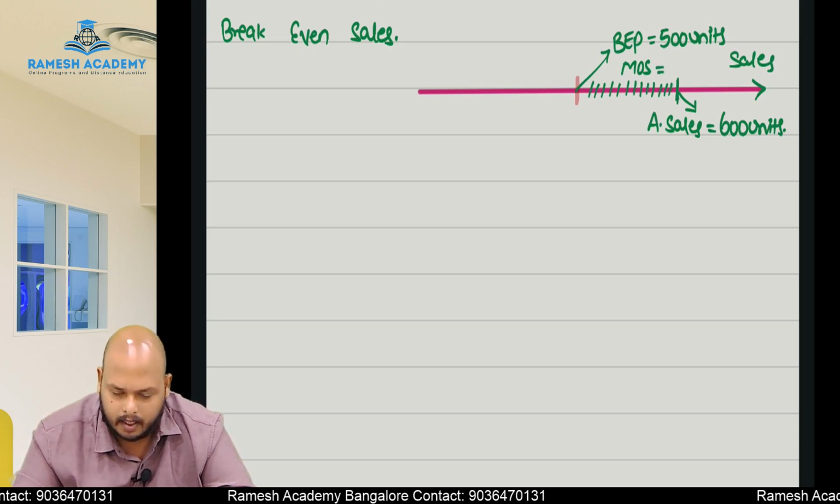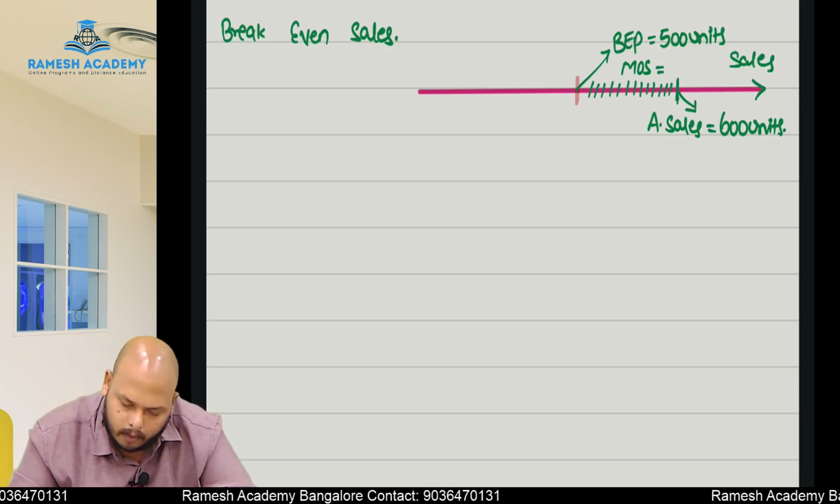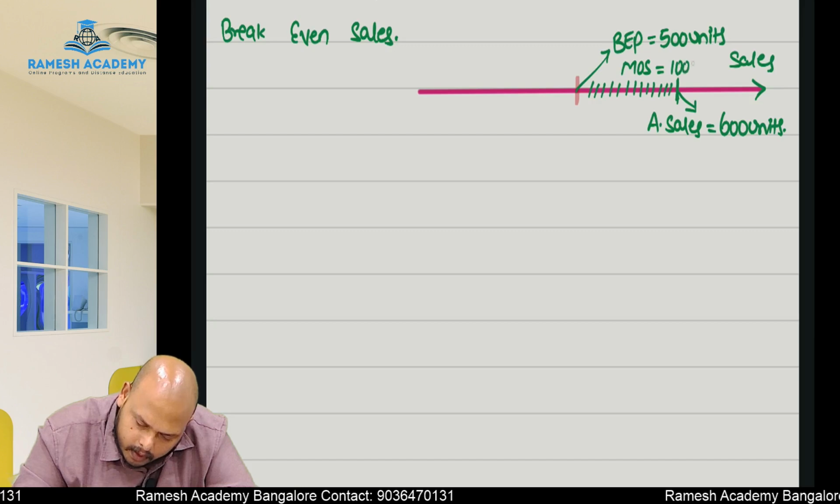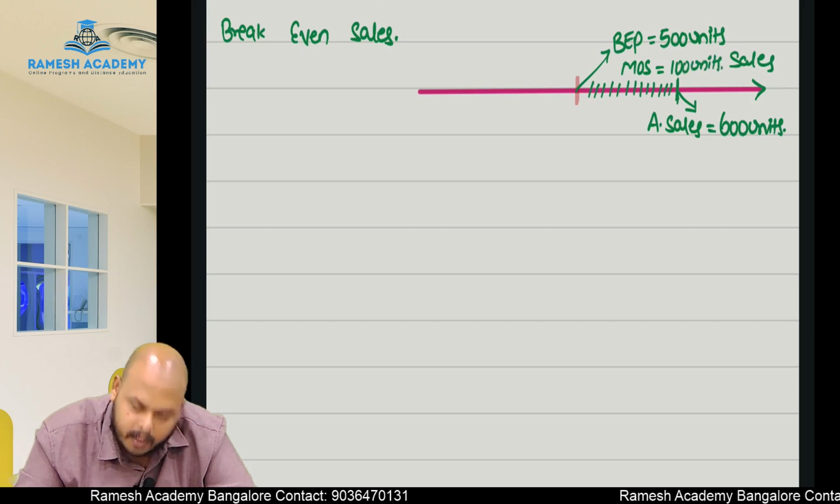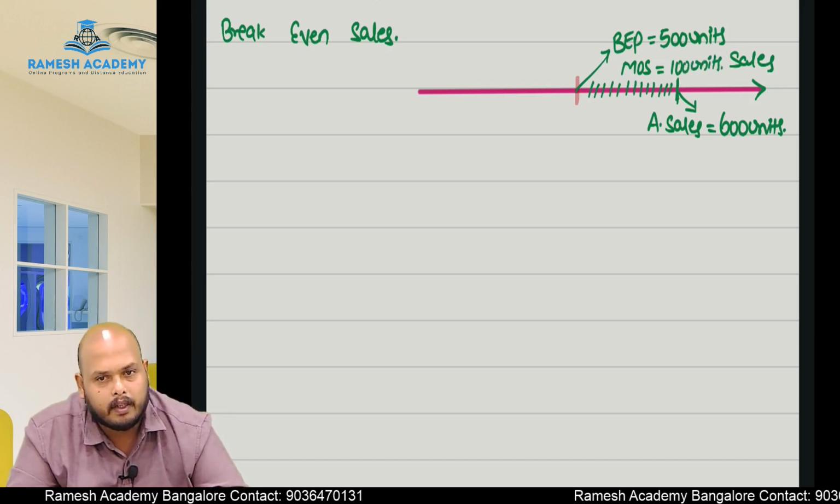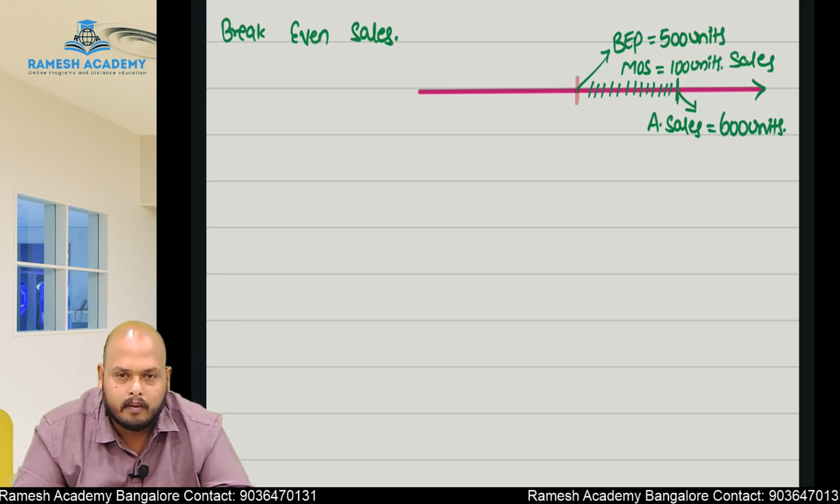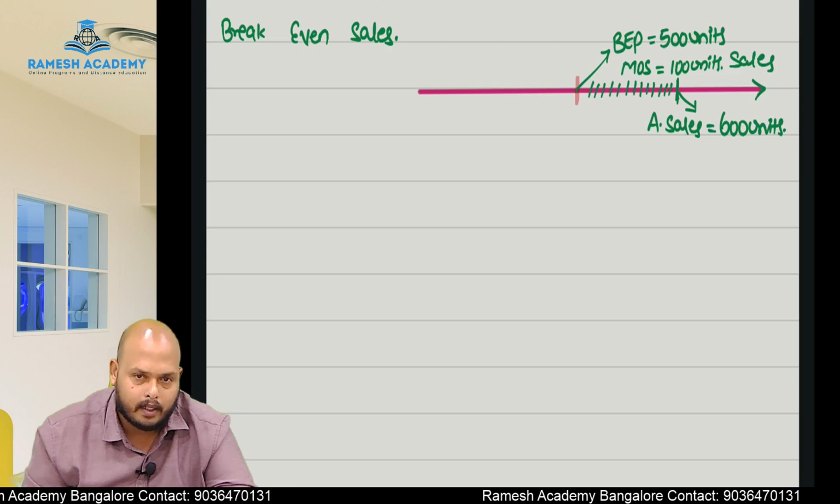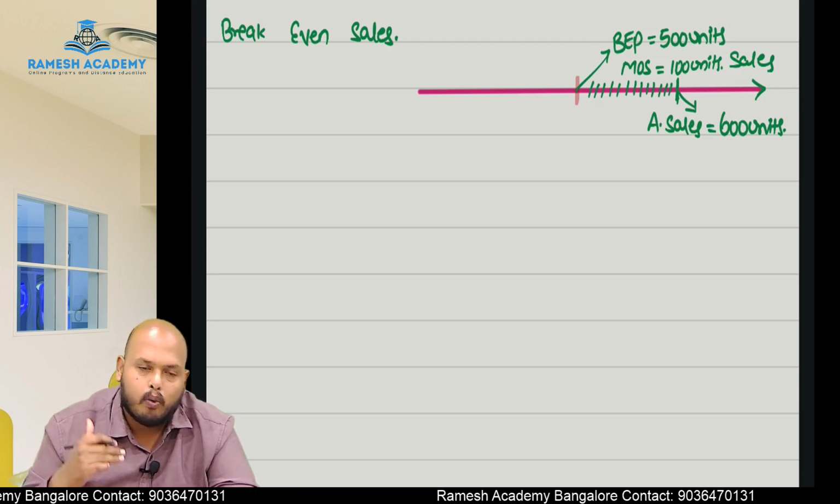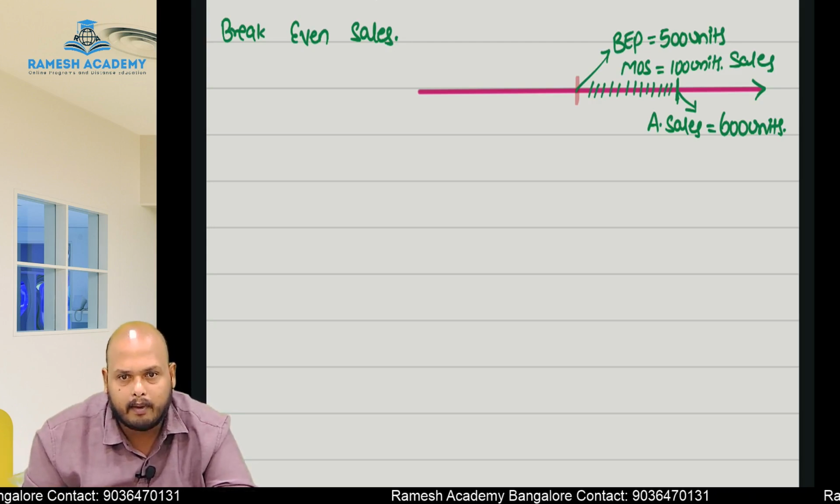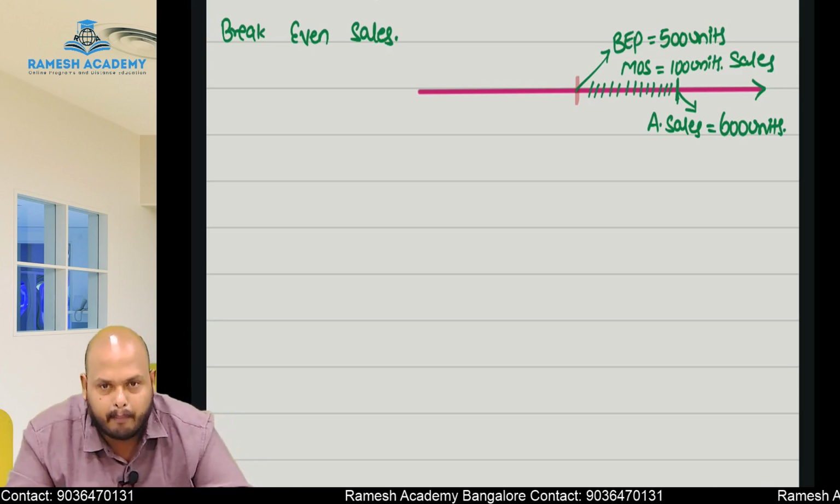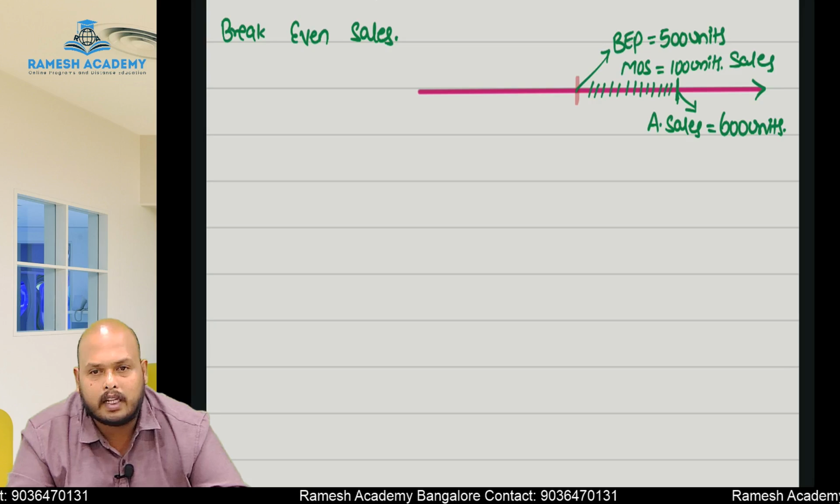Actual sales is 600, break-even is 500. So margin of safety is 100 units. It means your business is safer by 100 units above the break-even point. Whatever the sales above the break-even point, that is completely margin of safety only.